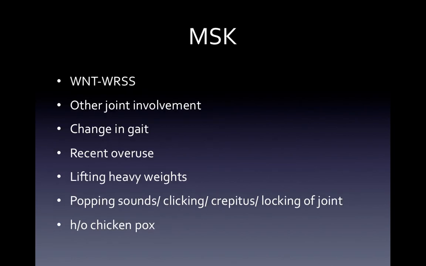Coming to the musculoskeletal examination, as I told, WNT, WRS: weakness, numbness, tingling, warmth, redness, stiffness, and swelling. You can ask about other joint involvement, any change in gait, recent overuse, lifting heavy weights, popping sounds, clicking sound, crepitus, locking of the joint. You can ask for a history of chickenpox, mainly in case of back pain. If you suspect herpes zoster, shingles, you can ask that in case of back pain.